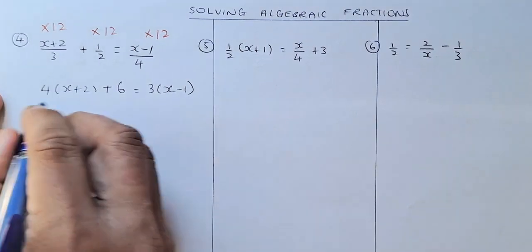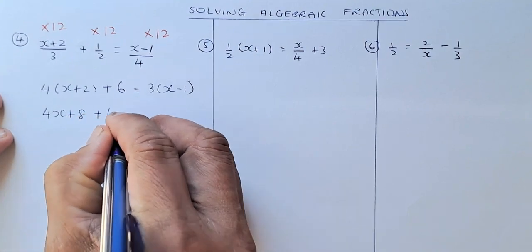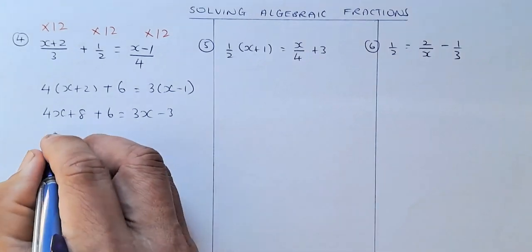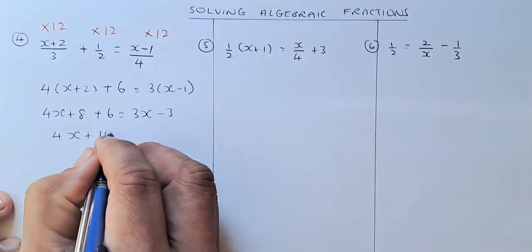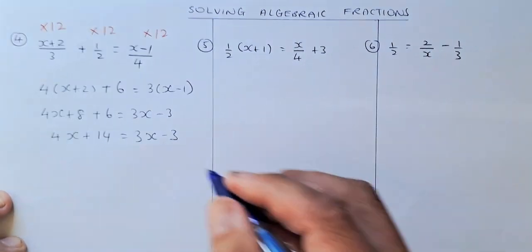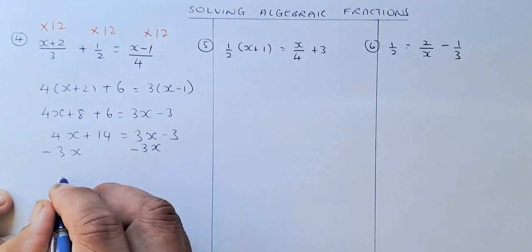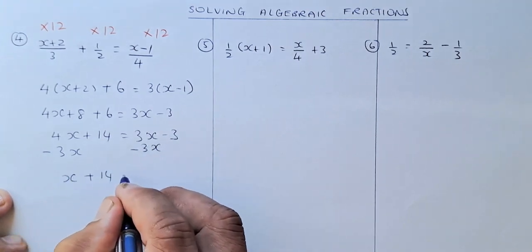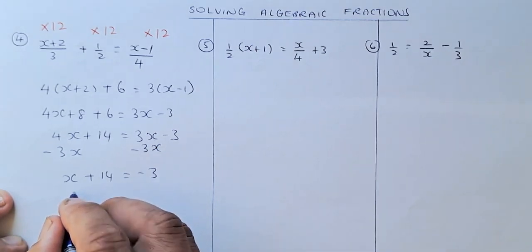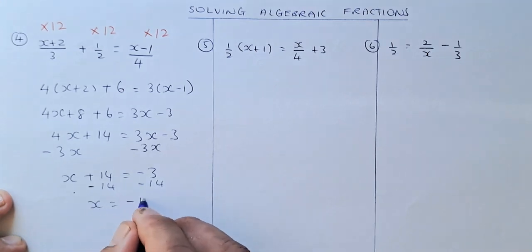Now you're going to expand. 4x + 8 + 6 = 3x - 3. Then you simplify that part, it becomes 4x + 14 = 3x - 3. Next step, get rid of the 3x, you minus 3x on both sides of the equation. So you're left with x + 14 = -3. And then you're going to minus 14 on both sides. And your answer is going to be x = -17.